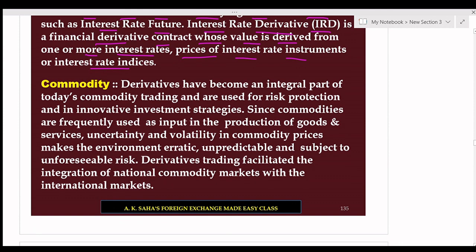Commodity. Derivatives have become an integral part of today's commodity trading and are used for risk protection and in innovative investment strategies. Since commodities are frequently used as input in the production of goods and services, uncertainty and volatility in commodity prices make the environment erratic, unpredictable, and subject to unforeseeable risks. Derivative trading facilitates the integration of national commodity markets with the international market.